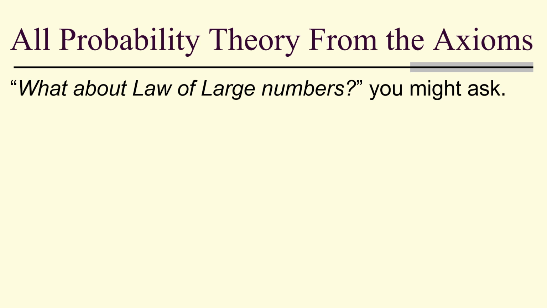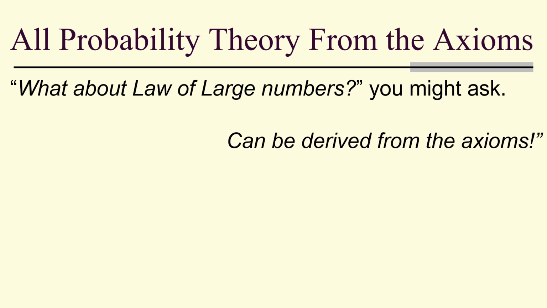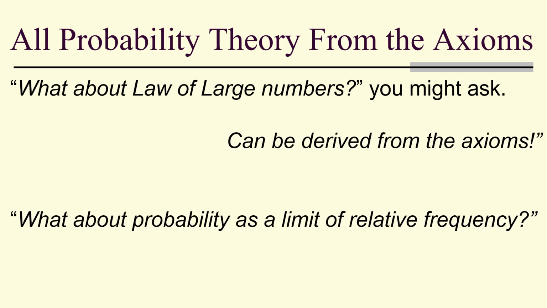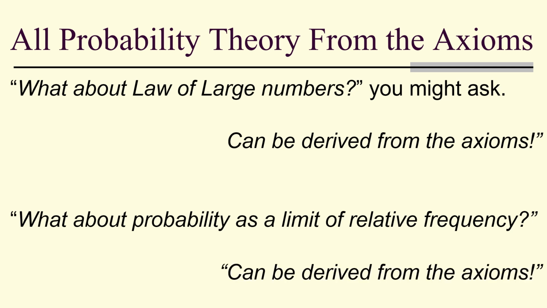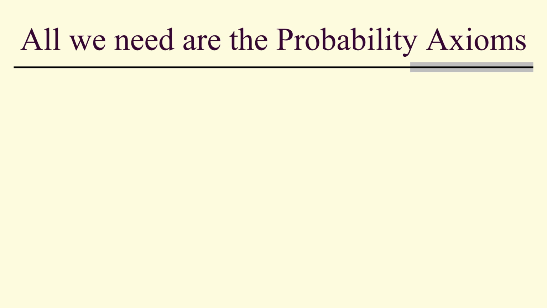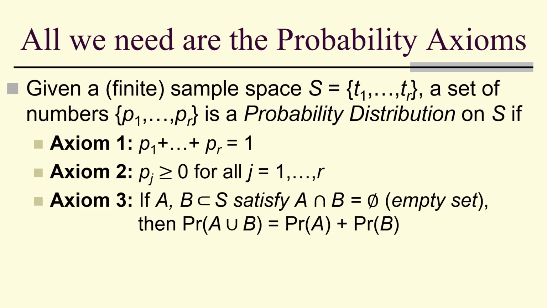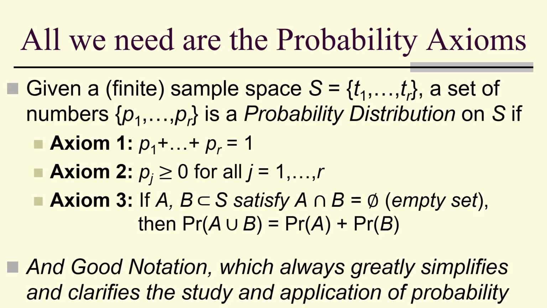Well, what about the law of large numbers, you might ask? We can derive it from the axioms. What about probability as a limit of relative frequency? We can derive that from the axioms also. All we need are the probability axioms and good notation, which always simplifies and clarifies the study and application of probability.